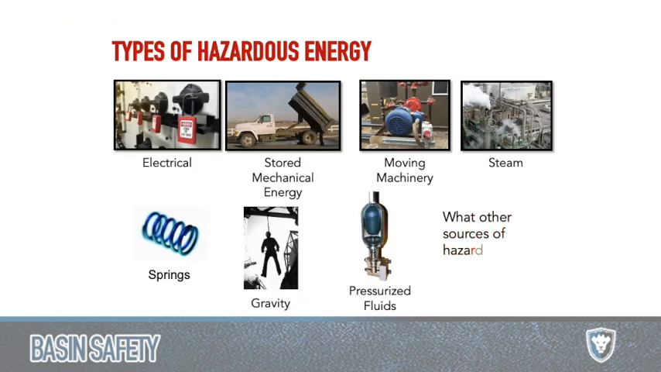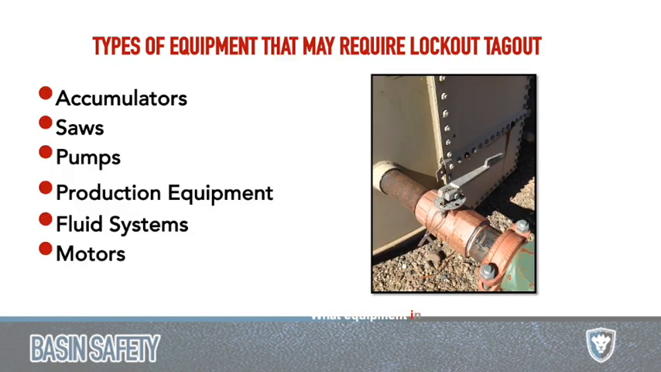So there are different types of hazardous energy out there that we work with every day. Electrical is a very common one, then stored mechanical, moving machinery, steam, springs, gravity, pressurized fluids, chemical energy, as well as nuclear, which is a little bit more rare up here where we're doing our work. There are different types of equipment that require lockout tagout: accumulators, saws, pumps, production equipment such as treaters and separators, fluid systems, motors, heaters, a million different things. Once again, your plan needs to recognize those types of equipment in your program.